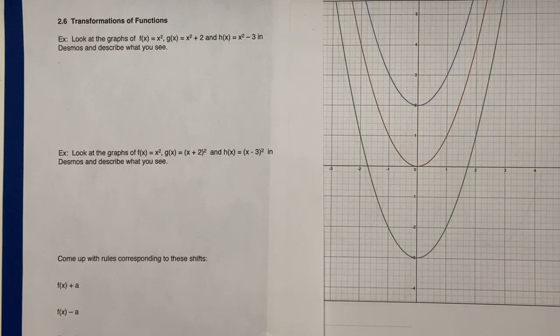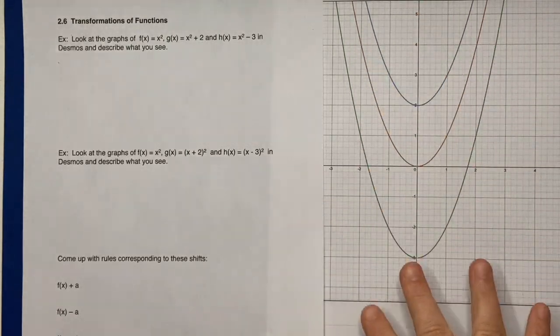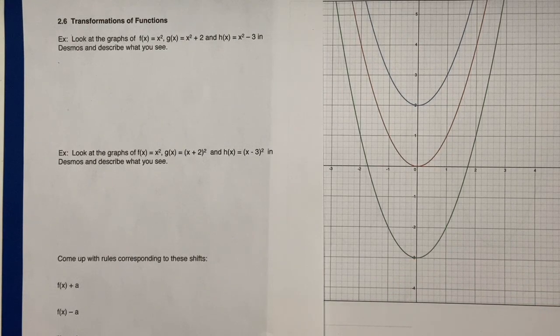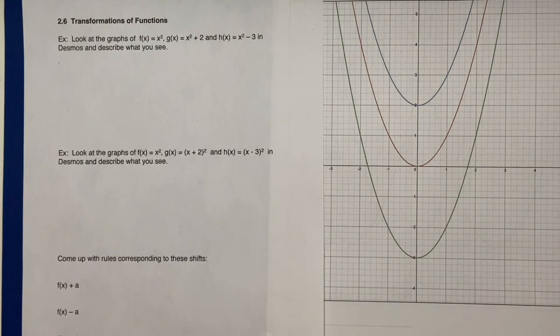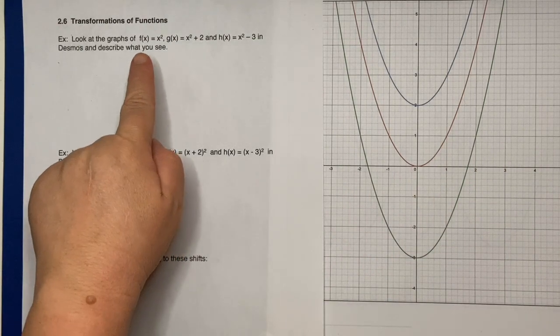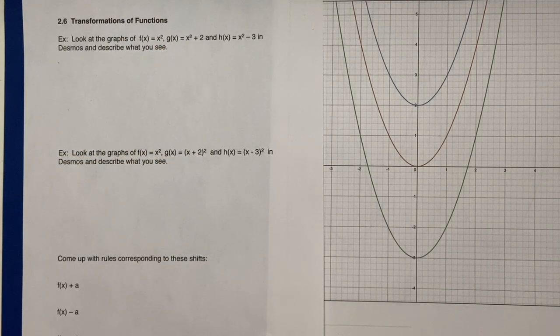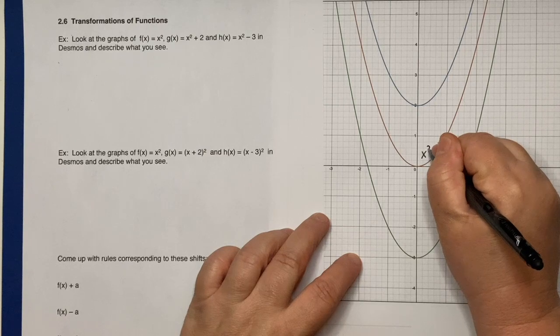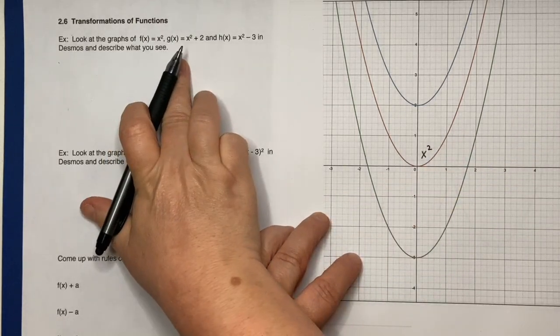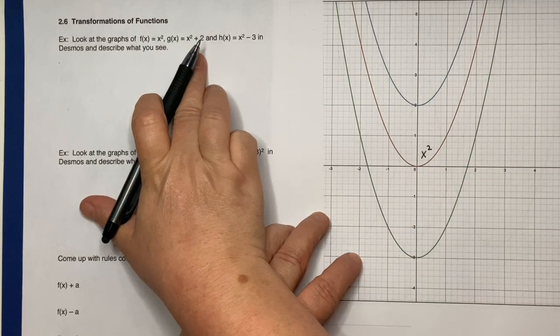So this first problem, I've actually printed out what Desmos would display because I've got no good way to share this video with Desmos. So this is a picture that I copied from Desmos, and it has the graphs of f of x equals x squared. So let me label them so you can see this is x squared. g of x is x squared plus 2.